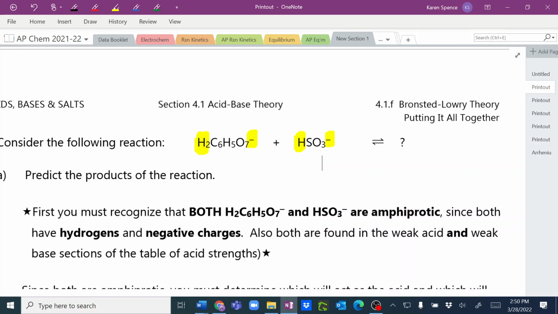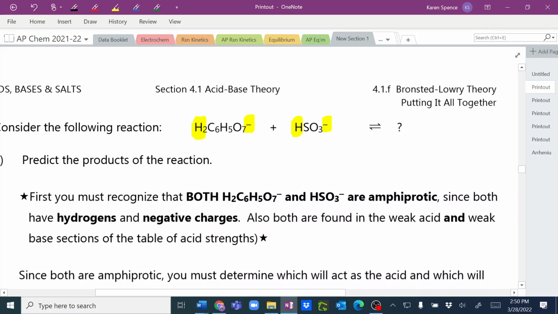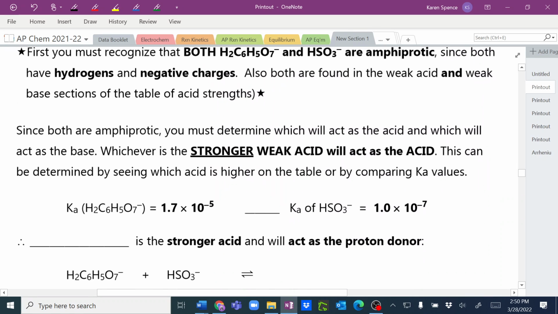Well, the weaker acid will act as the base. Yes, the stronger acid will act as the acid. Okay, so we look at our two Kas. We can get these off of the table. You can also just go to the table and look at their respective heights. You won't have that table on the AP exam, so you'll need to just look at the numbers and go, oh, look, Ka of dihydrogen citrate, I think, is bigger than hydrogen sulfite.